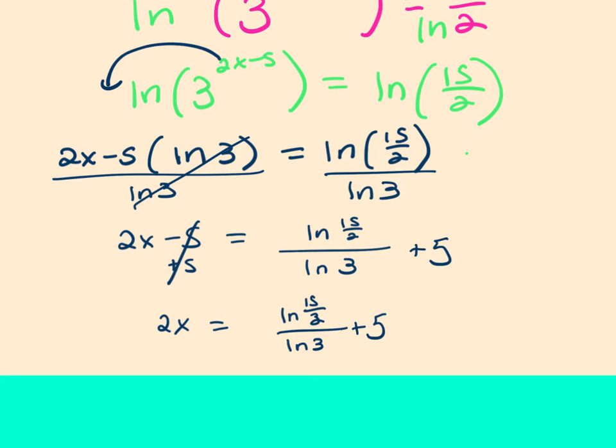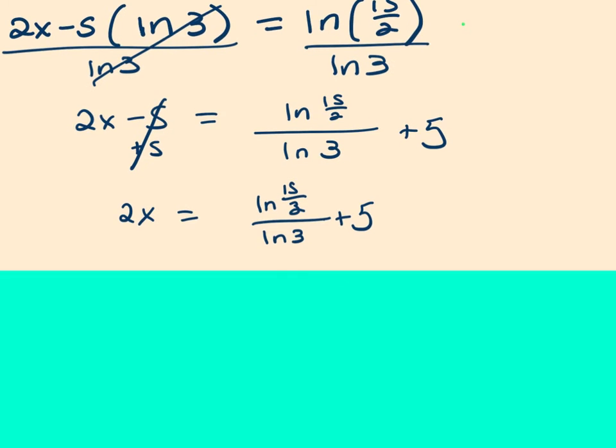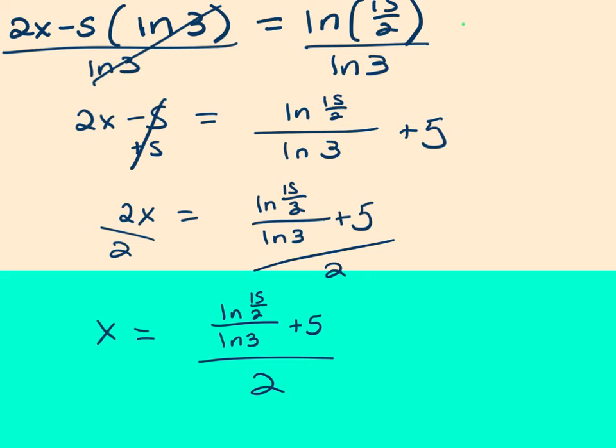And then what's the last step? Do you divide by 2? Divide by 2. So x equals ln of 15 over 2 over ln of 3 plus 5 all divided by 2. And now we let the calculator do the work. So be careful how you type this in. ln of 15 divided by 2 divided by ln of 3.